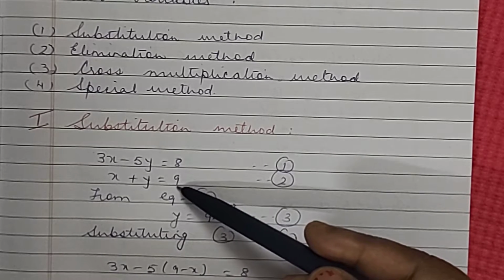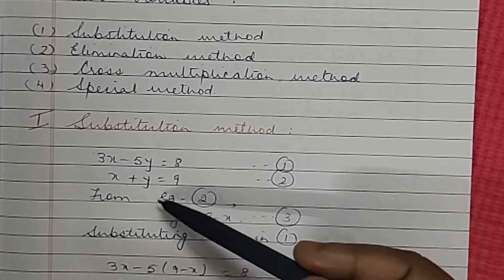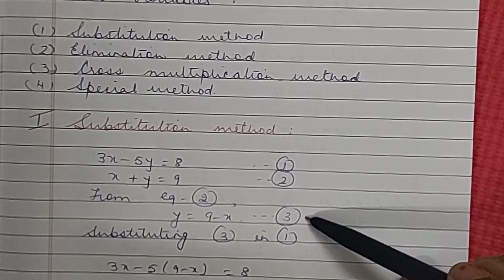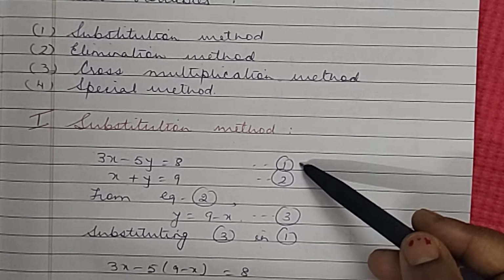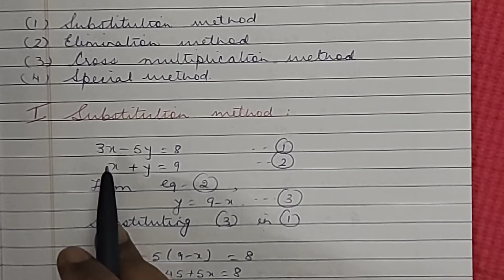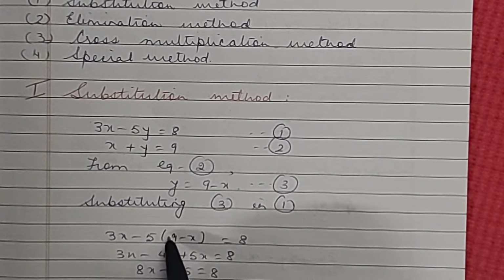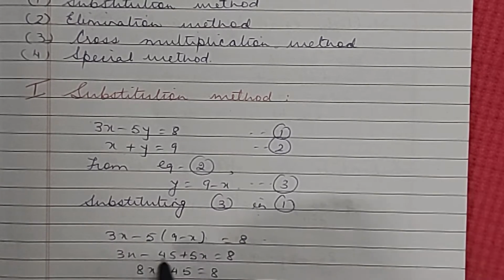So here equation 2 is x plus y equals 9. From equation 2 we can write y equals 9 minus x, isn't it? Now let us number this equation as 3. Let us substitute y equals 9 minus x, that is equation 3, in equation 1. When you substitute equation 3 in equation 1, what do we get? 3x minus 5y equals 8, or 3x minus 5 times (9 minus x) equals 8. Just solve it.